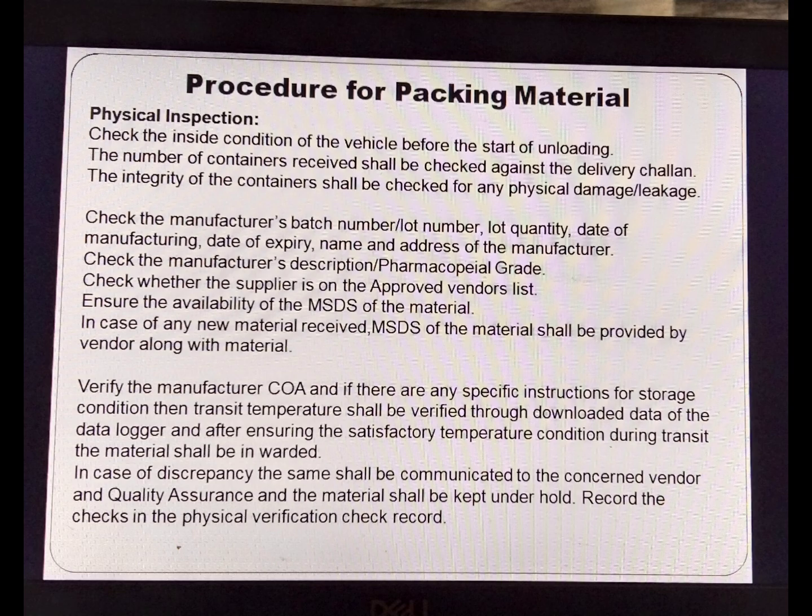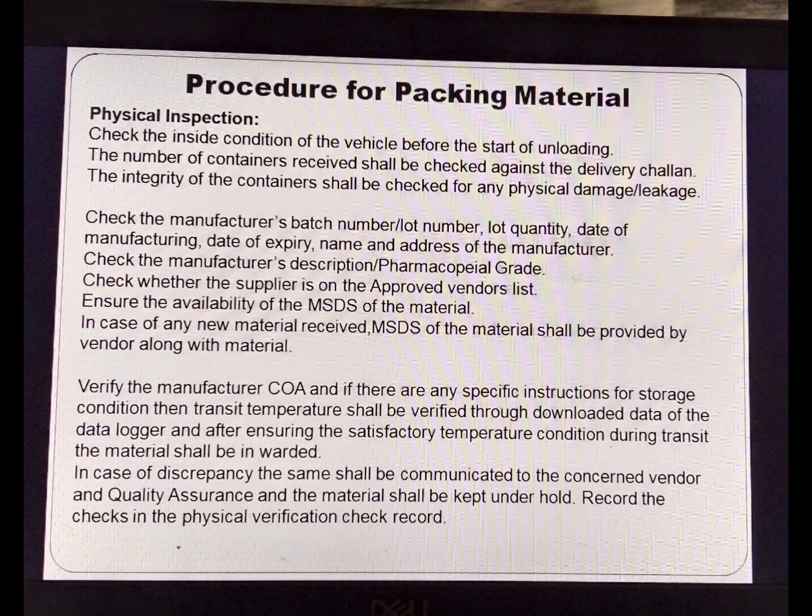downloaded data of the data logger, and after ensuring the satisfactory temperature condition during transit, the material shall be inwarded. In case of discrepancy, the same shall be communicated to the concerned vendor and quality assurance, and the material shall be kept under hold. Record the check in the physical verification check record.